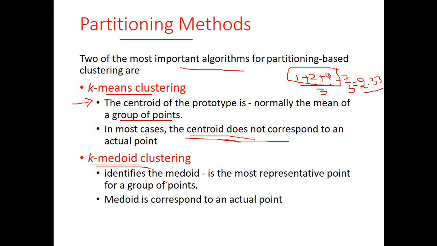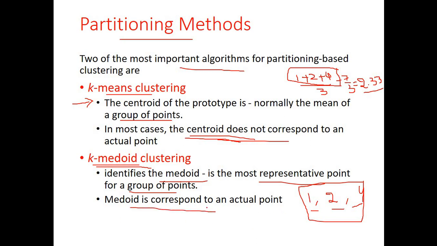K-Medoid clustering identifies one of the points as the representative point to group the points in the data set. So if 1, 2, 4 is the data set given, it identifies either 1 or 2 or 4 as the representative point, which is considered as the centroid of the cluster. So the medoid corresponds to an actual point in the data set. That is the difference between K-means clustering and K-Medoid clustering.